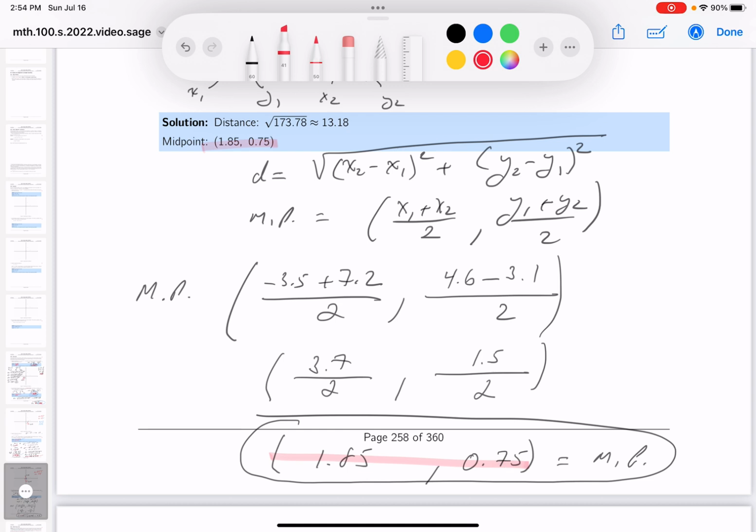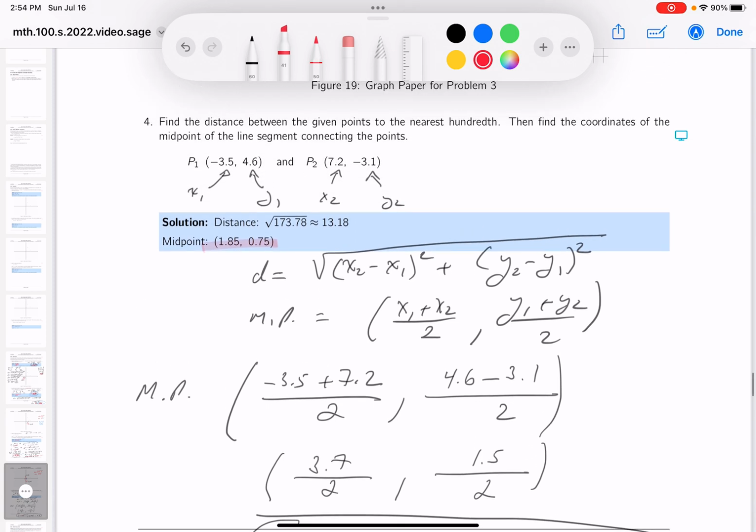Let's do the distance now. And, you know, it's a computation problem. And I'll write it down for you. So the distance, it's a root problem. And that makes it problematic to begin with. So let's see, what's x2? It's 7.2. And then minus x1 is really going to be plus 3.5. Plus, what do you get there? Minus 3.1, and then minus 4.6.